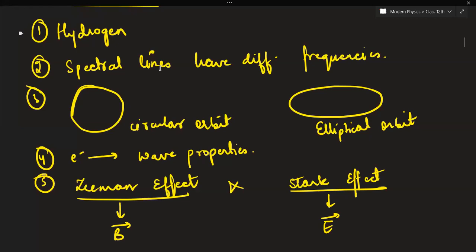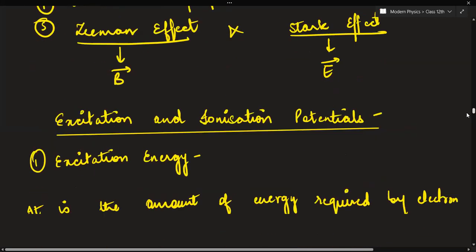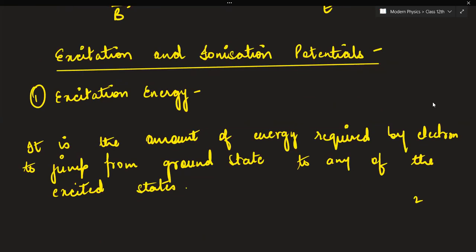Now coming to excitation potential and ionization potential, these are two topics. Excitation energy and excitation potential is one topic, and then you have ionization energy and ionization potential. Excitation energy means what? Excitation energy is basically the energy that is required by the electron to jump from ground state to any of the excited state.